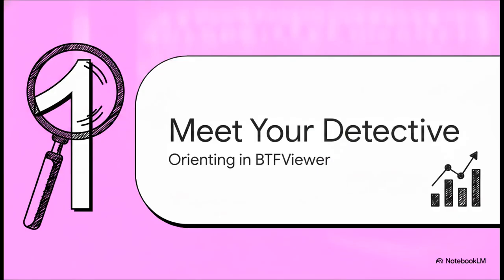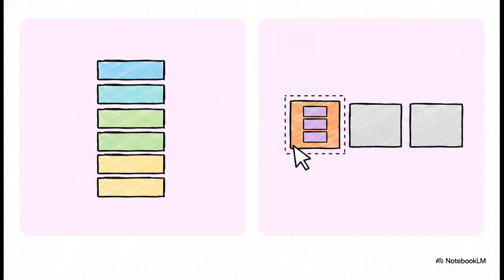So let's start with Section 1, Meet Your RTOS Detective, Getting Oriented in BTFViewer. Loading your trace is literally as simple as running a quick Python command in your terminal. Boom, you're in. Instantly, the status bar gives you this nice high-level view of task counts, segment counts, and the total trace span. But here's your first big choice: task view versus core view.